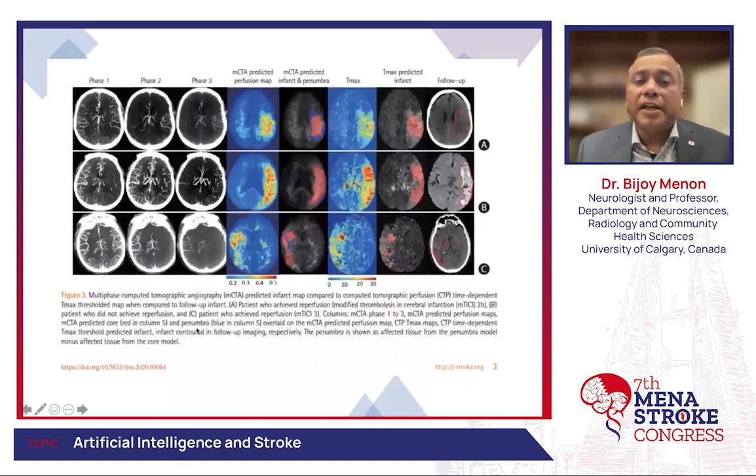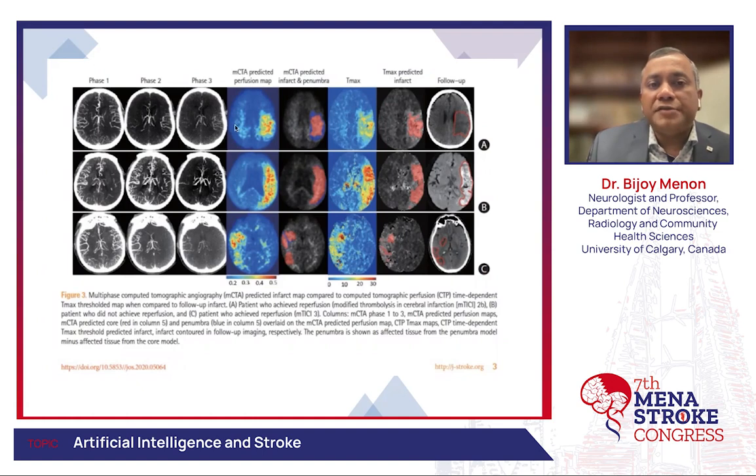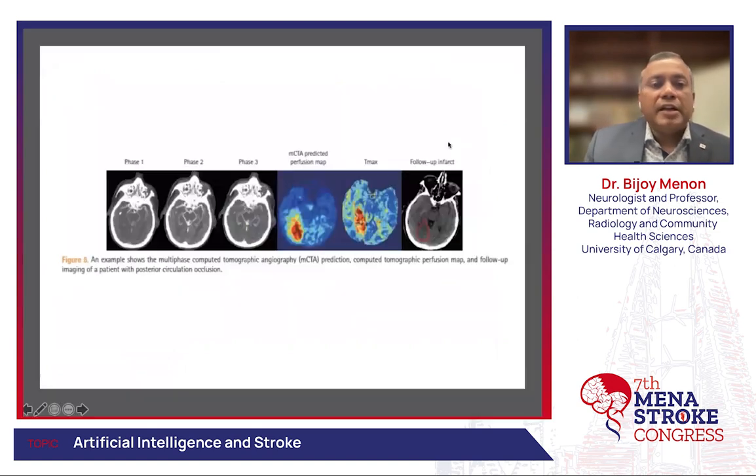perfusion map too. But we are now able to convert these low resolution, low temporal resolution multi-phase CTAs into perfusion looking maps using machine learning and AI. So AI algorithms are able to predict what the CT perfusion will look like just by using multi-phase CTA. So these are MCTA perfusion maps, and these are CTP perfusion maps. Look how similar they look, and look at the predictions too.